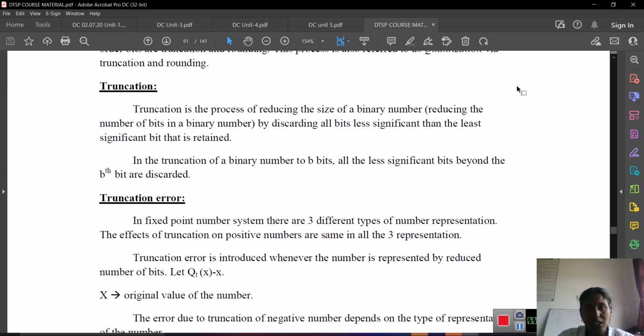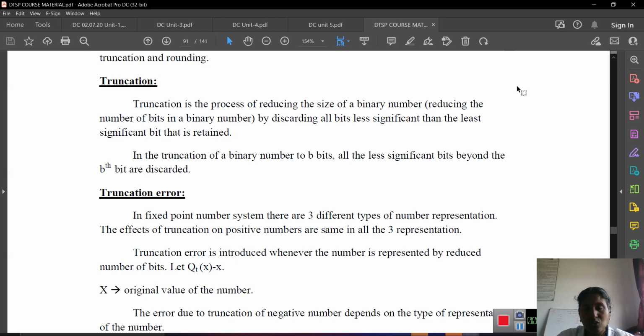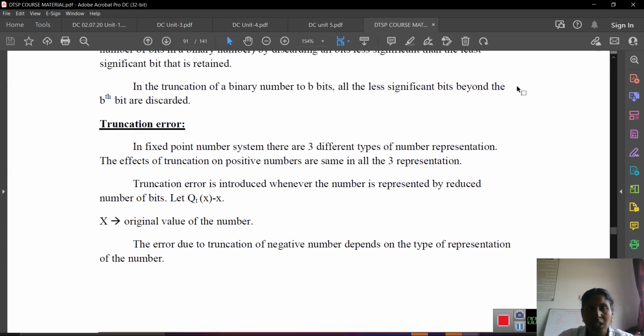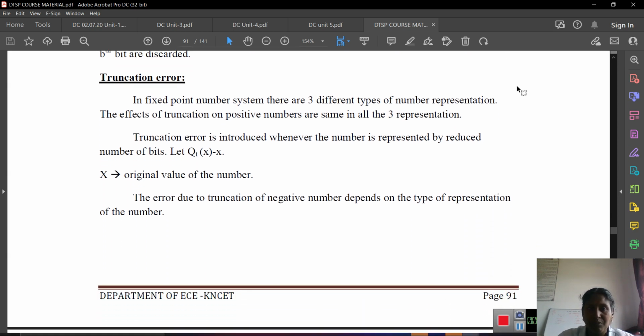So, what is truncation? Truncation is the process of reducing the size of a binary number by discarding all bits less significant than the least significant bit. In the truncation of a binary number of b bits, all the less significant bits beyond the b bits are discarded. Truncation error: in the fixed point number system, there are 3 different types of number representation. The effect of truncation on positive numbers is the same in all the 3 representations.